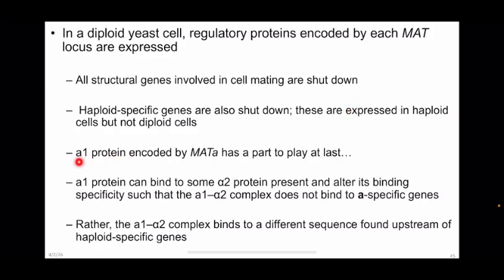So the A1 protein produced by the MAT A locus will play a part after all, because initially we thought it was useless. It is going to bind and prevent the regulation or transcription of A specific genes.